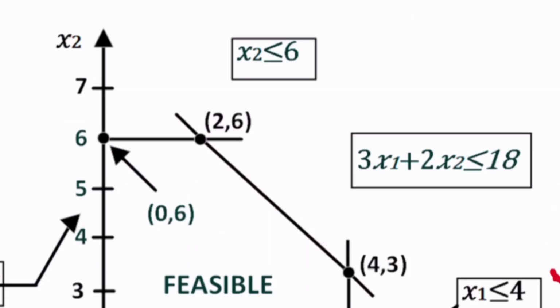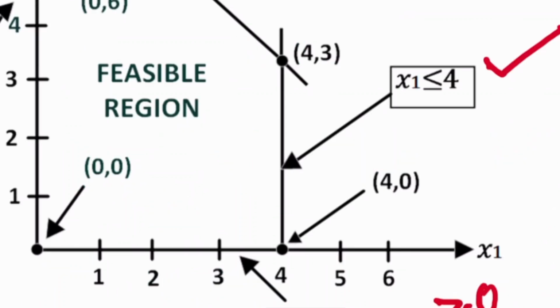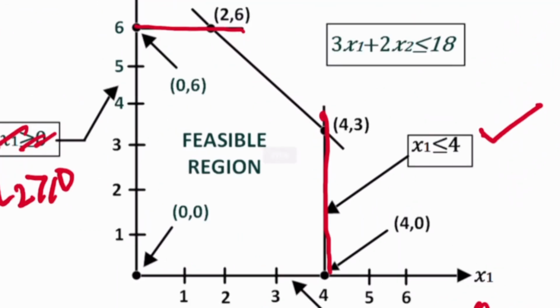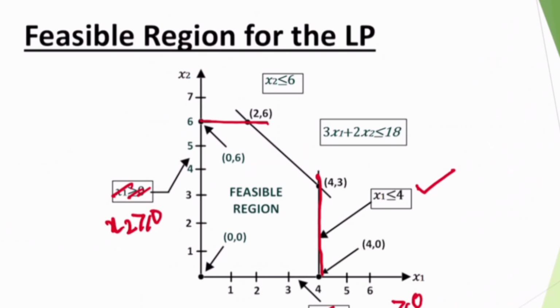So you come across this line, and you come across this line, and finally the equation 3x1 plus 2x2, which is a linear equation, less than or equal to 18. All right. So from this, I am now getting the feasible region. I'm getting 1, 2, 3, 4, 5 different points, and the area which is now feasible to me. So I have to find a point within that.